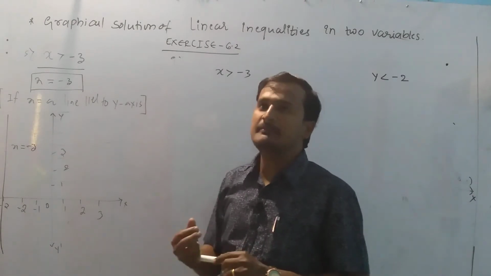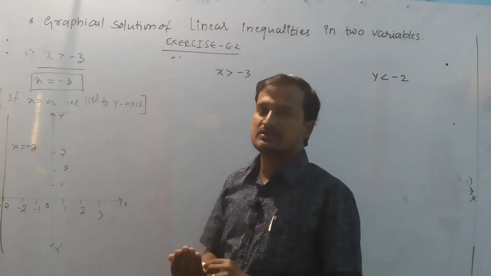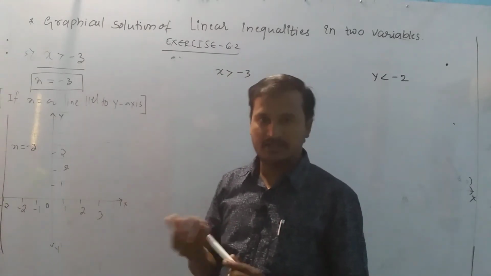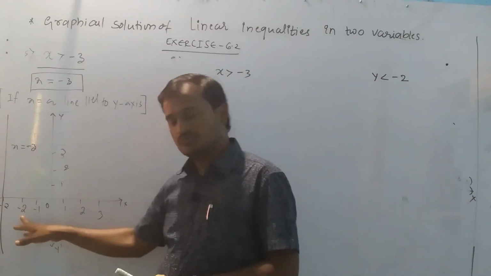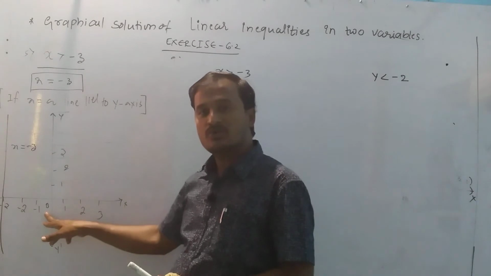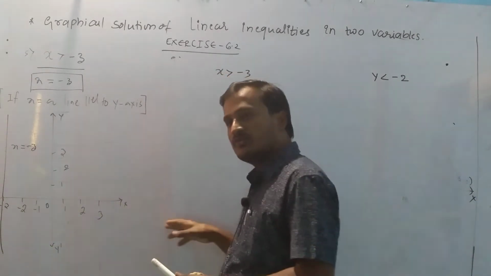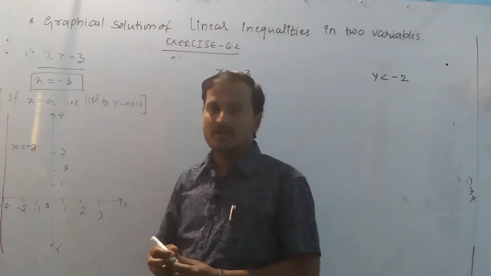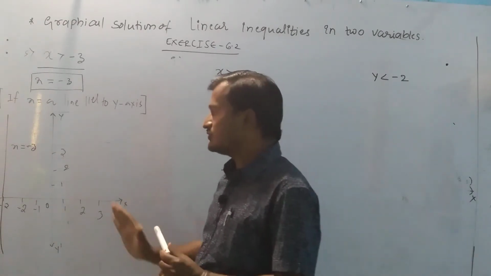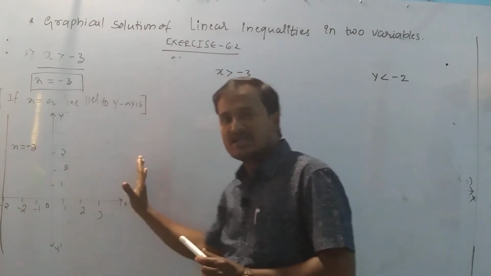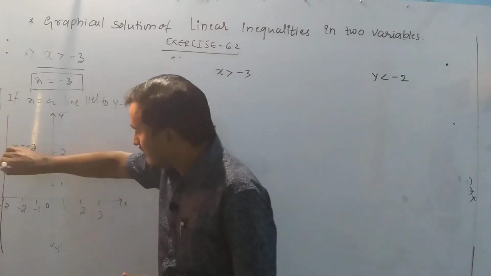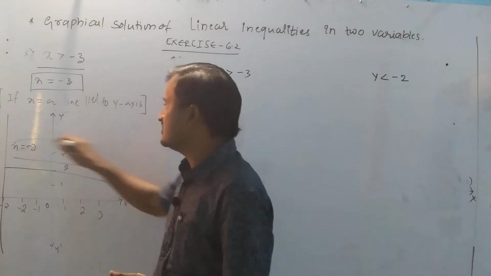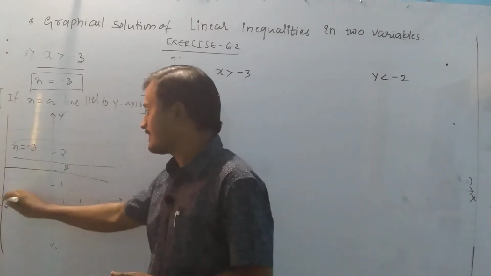So now tell me, what are the points? Those points are more than minus 3. Clearly, minus 2, minus 1, 0, 1, 2, 3, 4, all these points are more than minus 3. So hence we have to shade the right side of this line. So therefore here we are getting the solution region. So this gives the solution region.